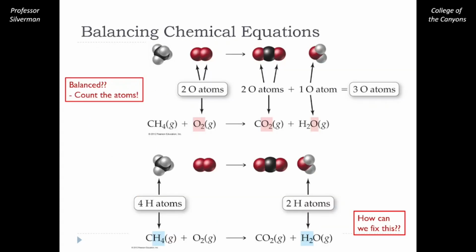Here we can visualize this. We have our three-dimensional picture of these molecules. We can count up the number of each type of atom. There's a problem here, right? We don't have the same amount of hydrogens or oxygens before and after this reaction.